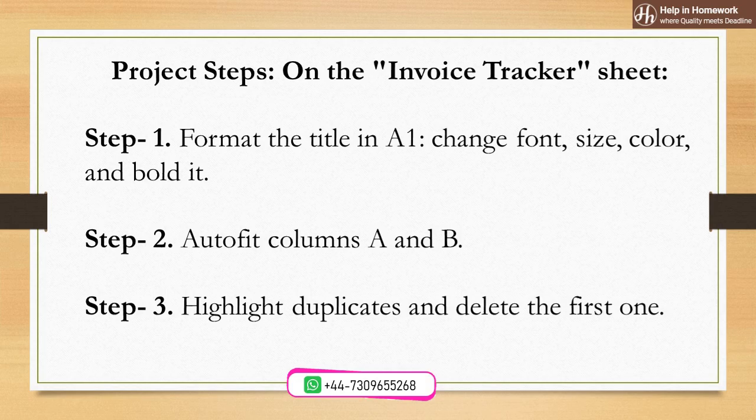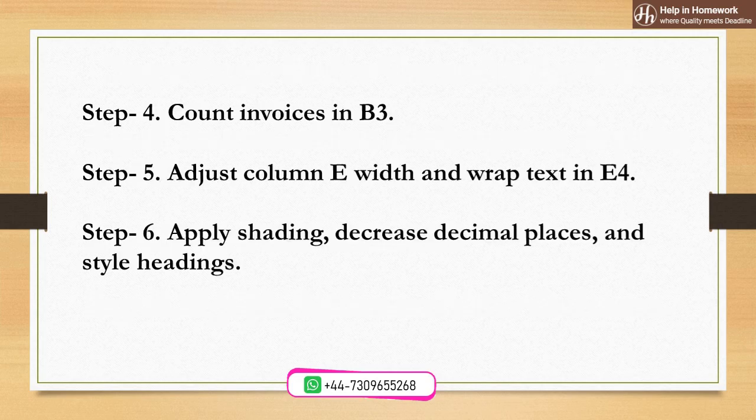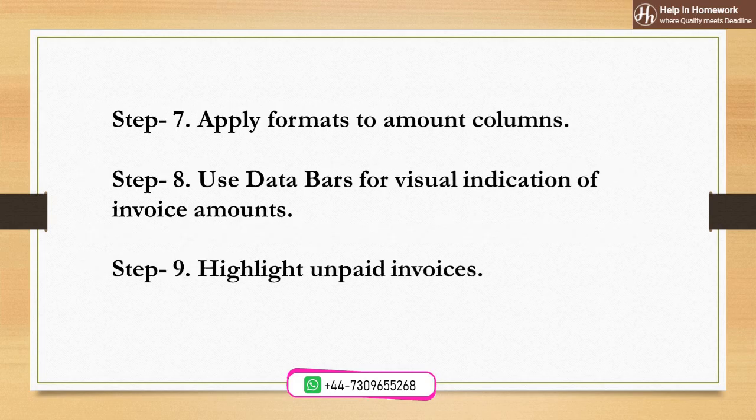Project steps on the invoice tracker sheet. Step 1. Format the title in A1. Change font, size, color and bold it. Step 2. Autofit columns A and B. Step 3. Highlight duplicates and delete the first one. Step 4. Count invoices in B3. Step 5. Adjust column E width and wrap text in E4. Step 6. Apply shading, decrease decimal places and style headings.